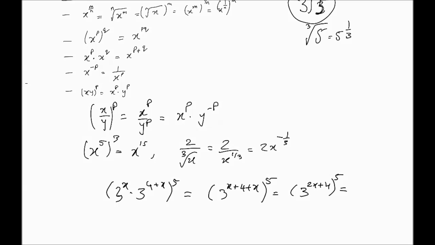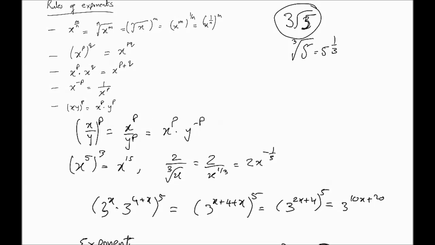Now, the power of a power rule says powers multiply. Have a look here. This is the rule I'm talking about: power p to the power q. So here you have 2x plus 4 to the power 5. So this will become 3 to the 10x plus 20. That's our final result.